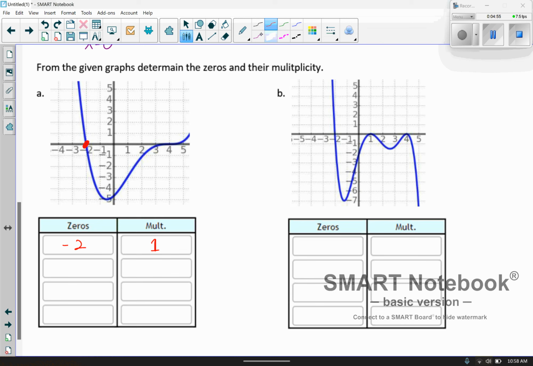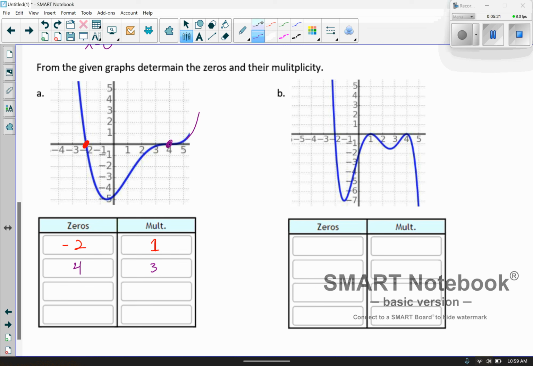Now, our next zero is over here. It looks like it's at 4, and it does cut through, right? It cuts through, which means it's going to be odd multiplicity, but this one has that cubic shape to it. It doesn't just go straight through like the first one did. It curves in and out of it. It's got that cubic shape to it, so that means that multiplicity is a power of 3.